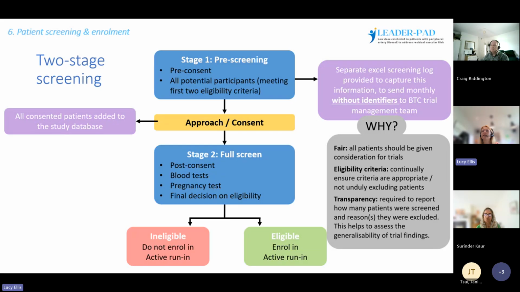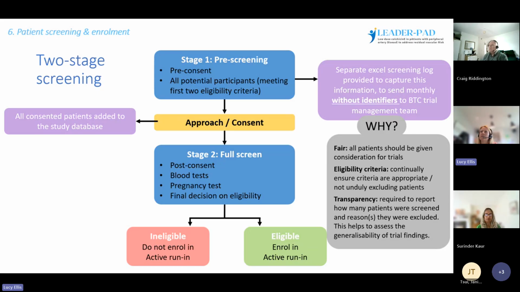So on this slide, you'll just see the two-stage screening process. All patients who meet the first two trial eligibility criteria, so they're over 18 years old and have symptomatic lower extremity PAD, need to be screened in full. And we provide you with an Excel screening log, which we ask you to capture all those participants on, because only the consented patients go onto the actual database.